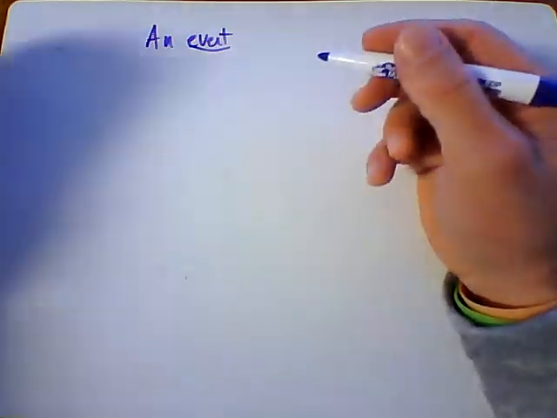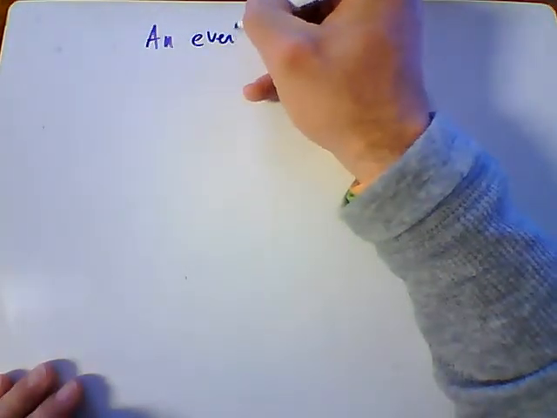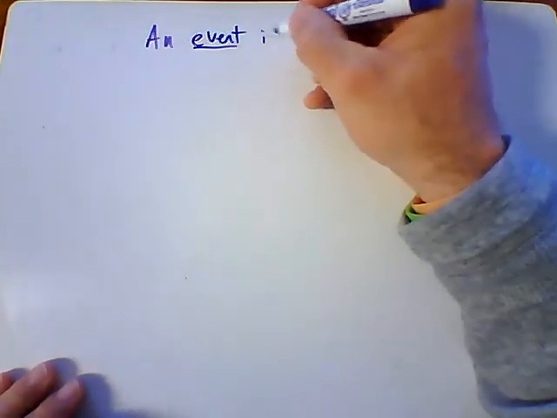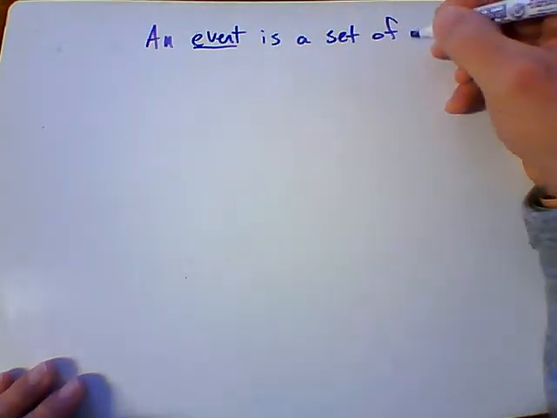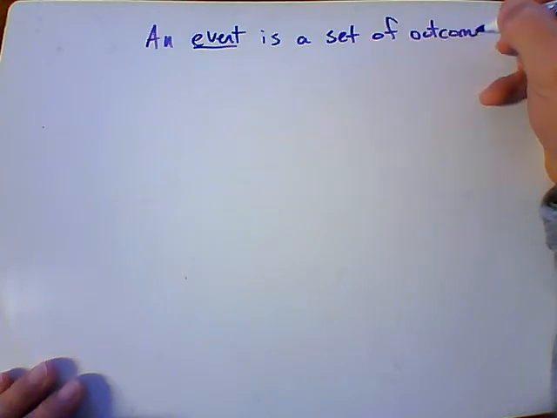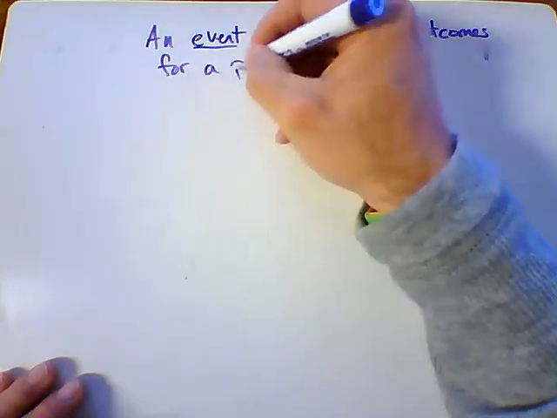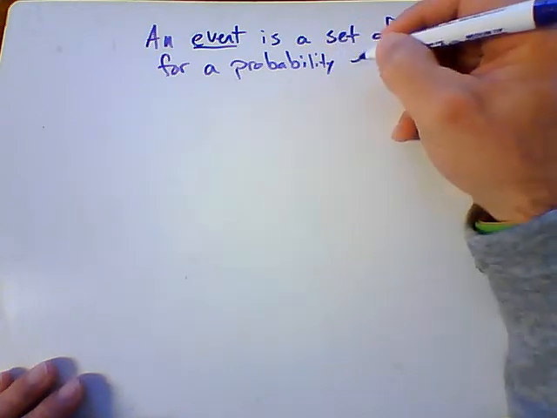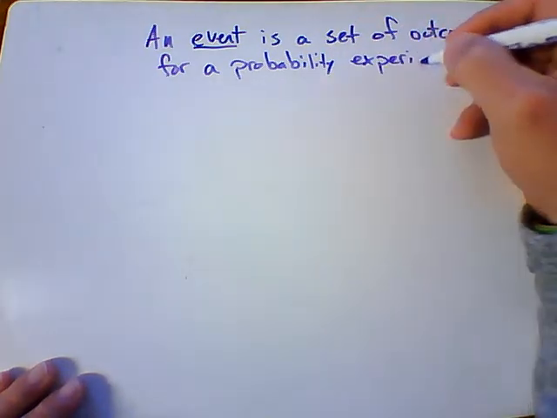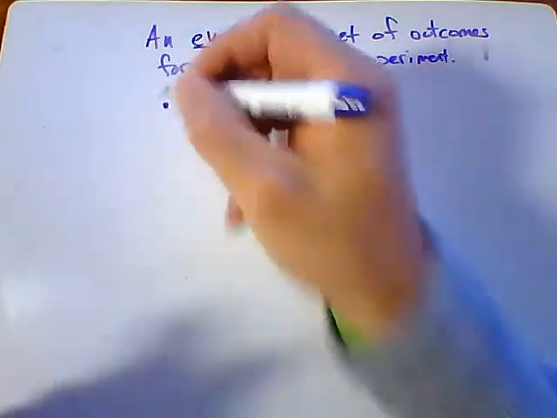An event is a set of outcomes for a probability experiment. All right, two types of events.